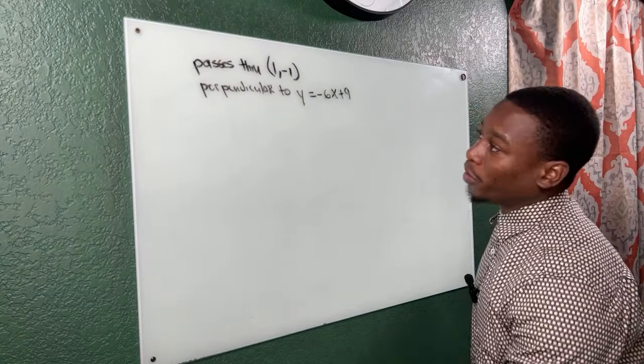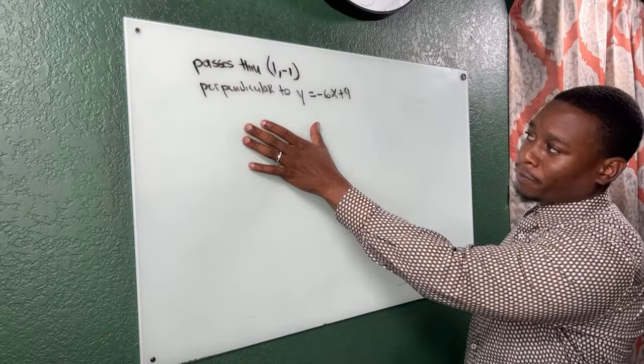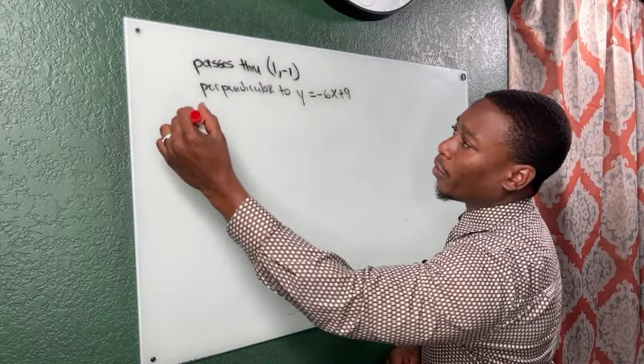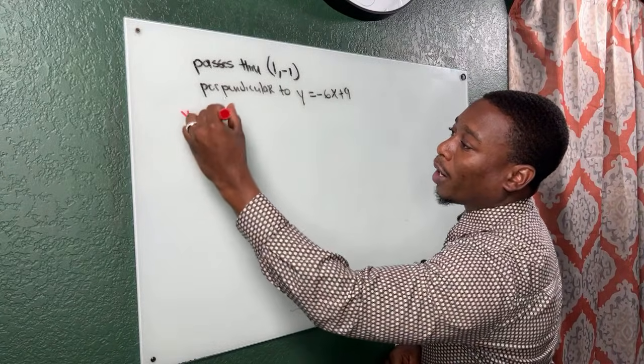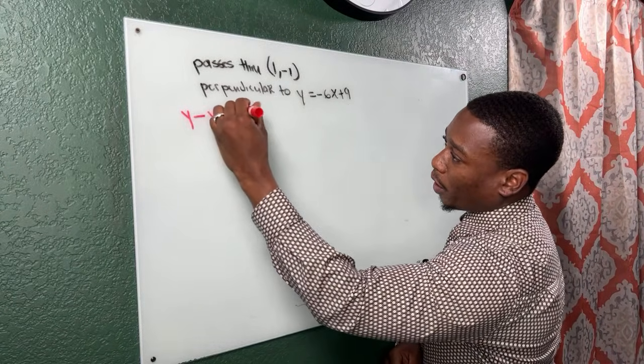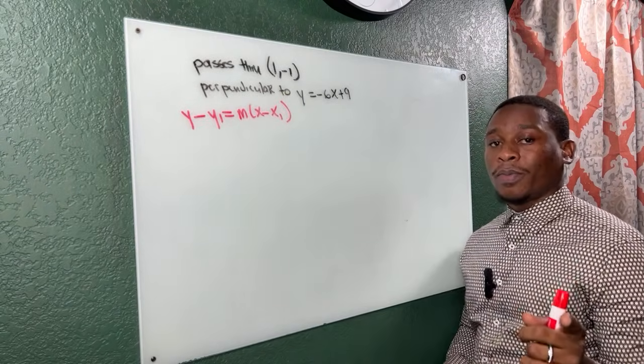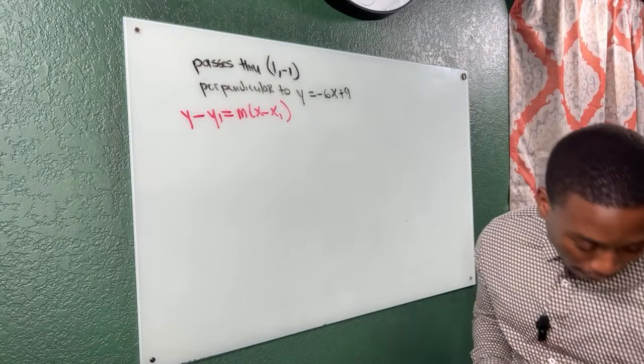And this is why we're doing it. So now look, family, I'm going to tell you right now, this is all we need right here. y minus y1 is equal to m times x minus x1. Now, I just told you about the perpendicular slope, right?